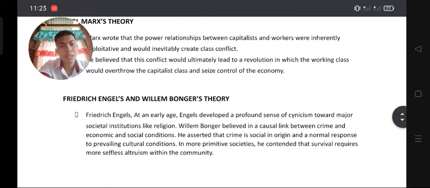The next is the Friedrich Engels and the William Bonger theory. Friedrich Engels, at an early age, developed a profound sense of cynicism toward major societal institutions like religion. William Bonger believed that there was a causal link between crime and economic and social conditions. He asserted that crime is social in origin and a normal response to prevailing cultural conditions. In more primitive societies, he contended, survival requires more selfless altruism within the community.